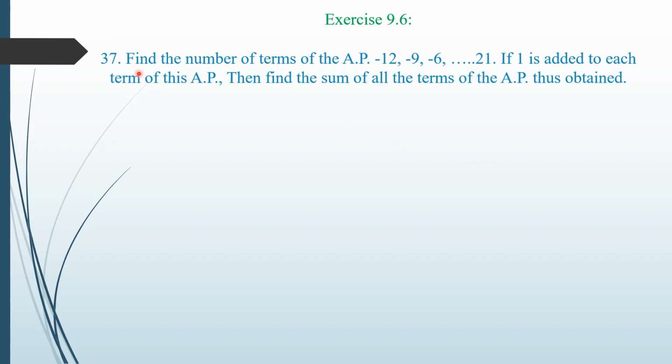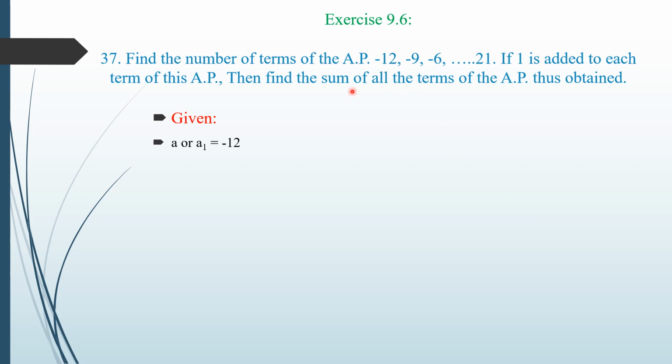This question has two parts. In the first part, he is asking us to calculate the number of terms present in the given AP. After that, he wants us to calculate the sum of all the terms of a new AP, which is formed by adding 1 to each term of this given AP. Let us see how we can proceed with this further. First, we will note down all the given data.